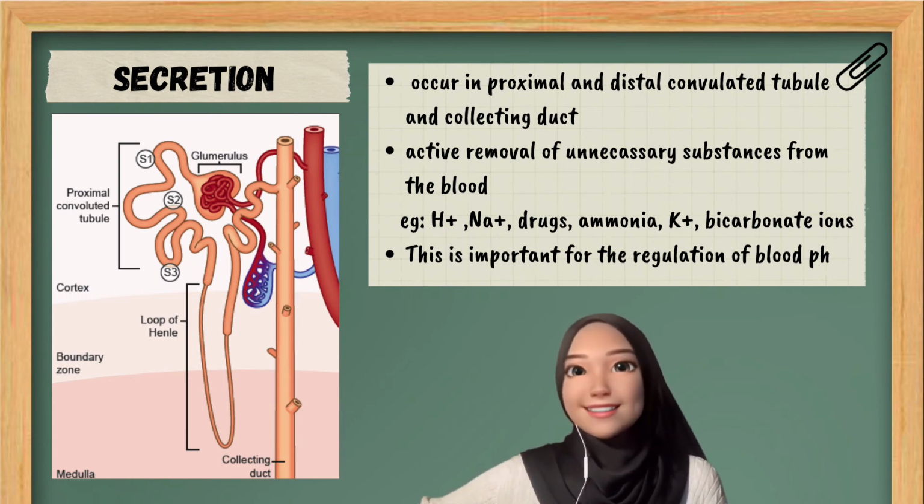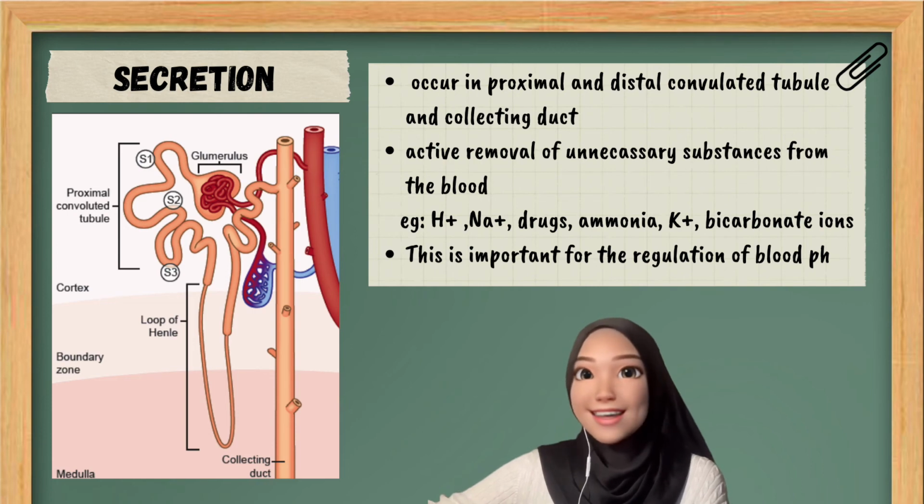What are the unnecessary substances from our blood? It is hydrogen ions, sodium ions, drugs, ammonia, potassium ions, and bicarbonate ions. And the reason why secretion is important is that it helps the regulation of blood pH. Now I have explained all 3 steps of urine formation.